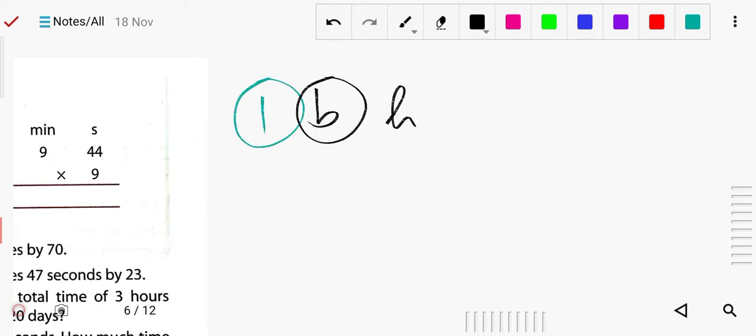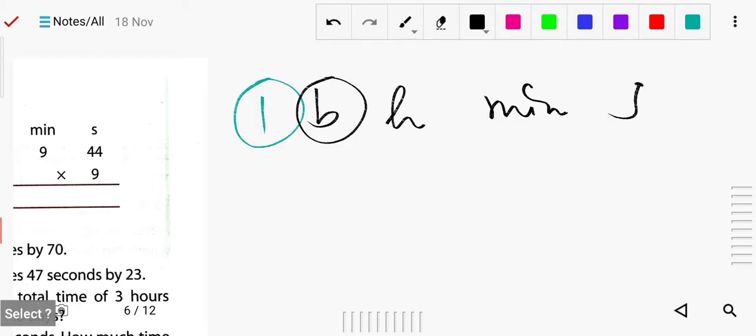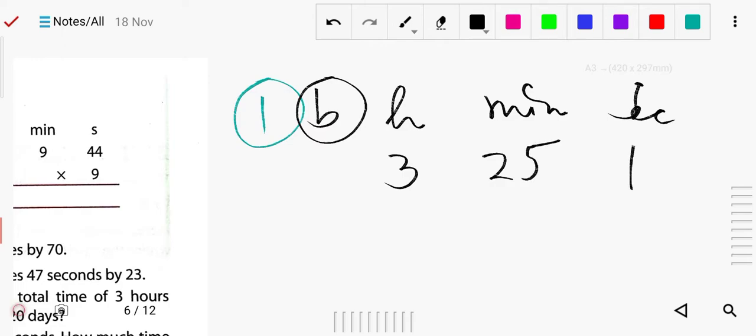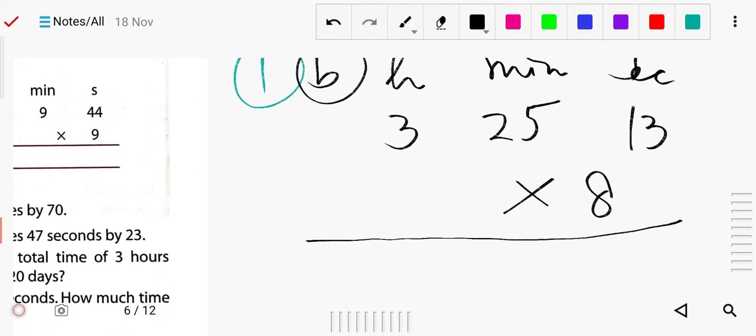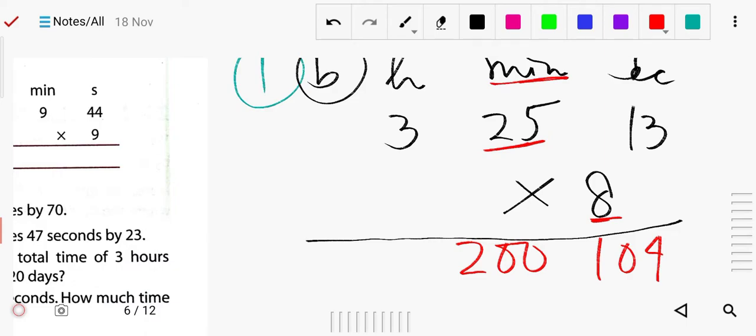It is given in hours, minutes and seconds. Here it is 3:25, and here 13 seconds is given, and now all of it is multiplied by 8. How will you do it? First of all, as you are multiplying, you multiply normally. 13 times 8 is 104, so you just leave it. This is 104 seconds. Don't do anything else. Now multiply 25 into 8, and you will get 200. So this is your 200 minutes, and you should always try to write it in front of this minute.